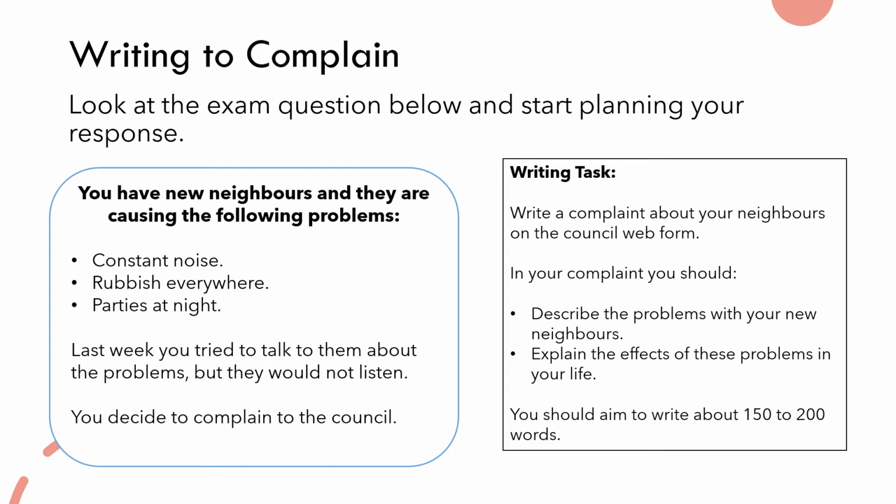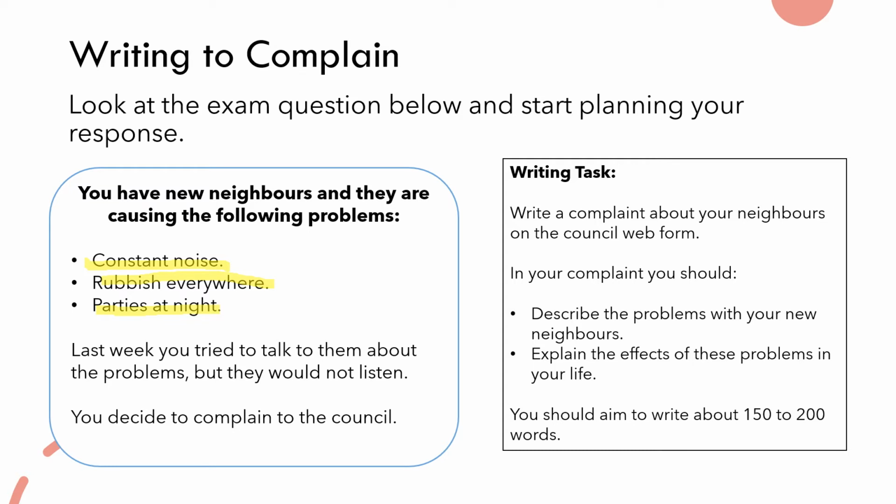For other questions, you might have to go up to 250, but it's really not that much of a stretch from that one. Now, these bullet points have been here to actually tell you what you need to focus on in your writing. So we have some important things here on the left hand side. You'll be expected to talk about this constant noise, rubbish everywhere, and parties at night. So that actually gives us a lot of scope to talk about there.